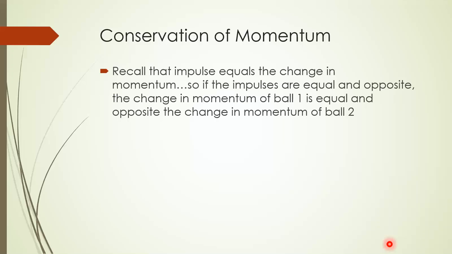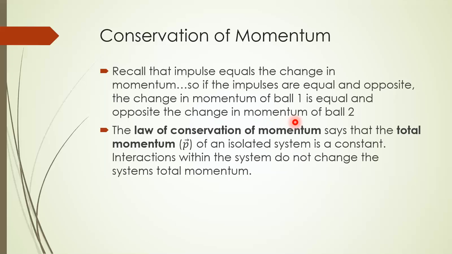So recall that impulse is the change in momentum. So if the impulses on the two balls are equal and opposite, that means the change in momentum of ball 1 is equal and opposite the change in momentum of ball 2. This leads us to the law of conservation of momentum. The law of conservation of momentum says that the total momentum, or P, of an isolated system is a constant. That is, the total momentum before the collision equals the total momentum after. Any interactions within the system are not going to change the system's total momentum.